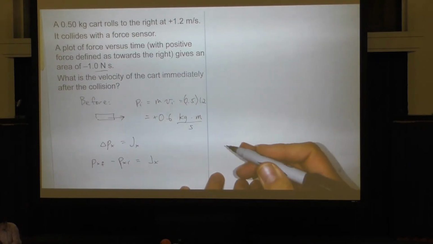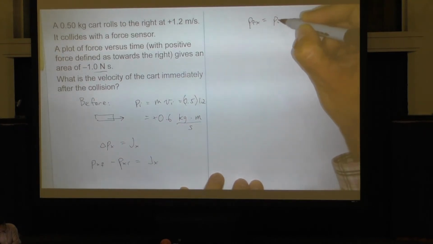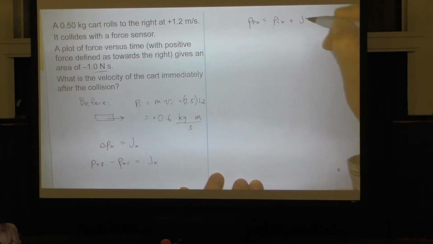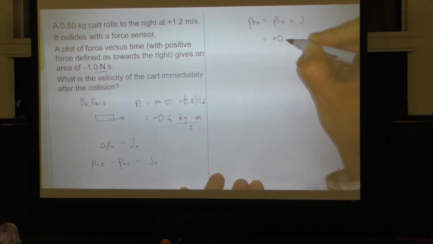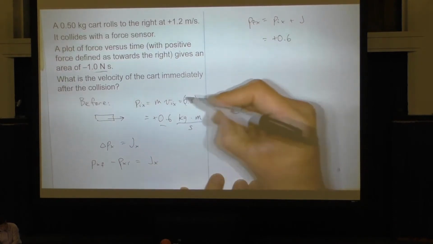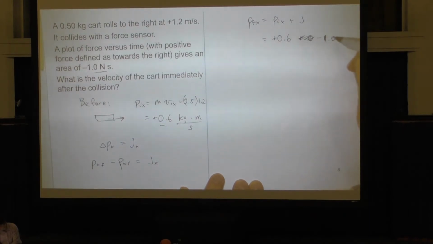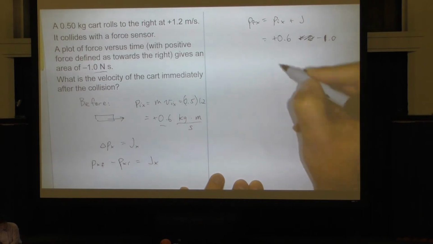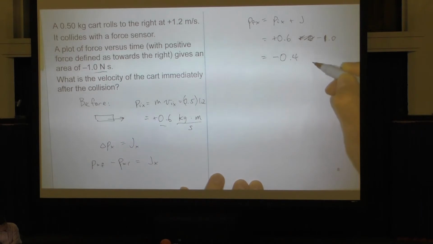And we can solve that out for the final. P final x is equal to p initial x plus your impulse. So it's going to be the plus 0.6 from here. It's your p initial. We can put little x's on here if you want. And then plus, I'll show you, minus 1.0. Let's get it right. So 0.6 minus 1.0 is negative 0.4. So it does turn around.